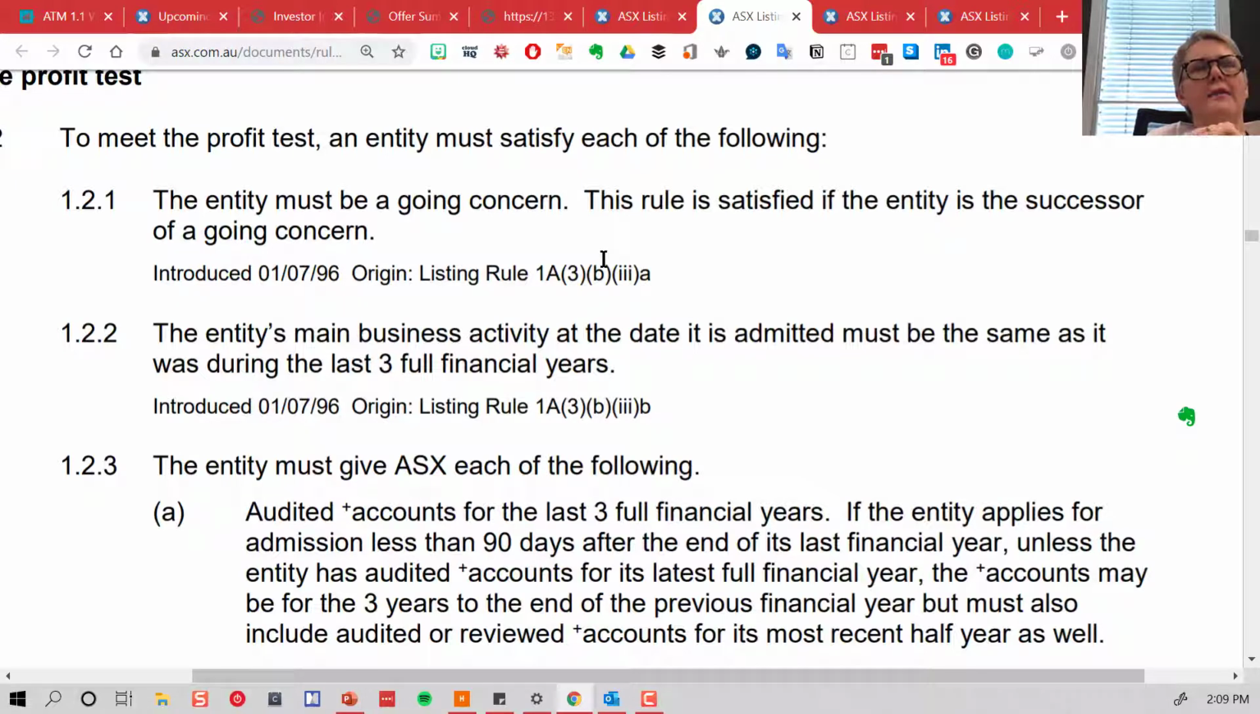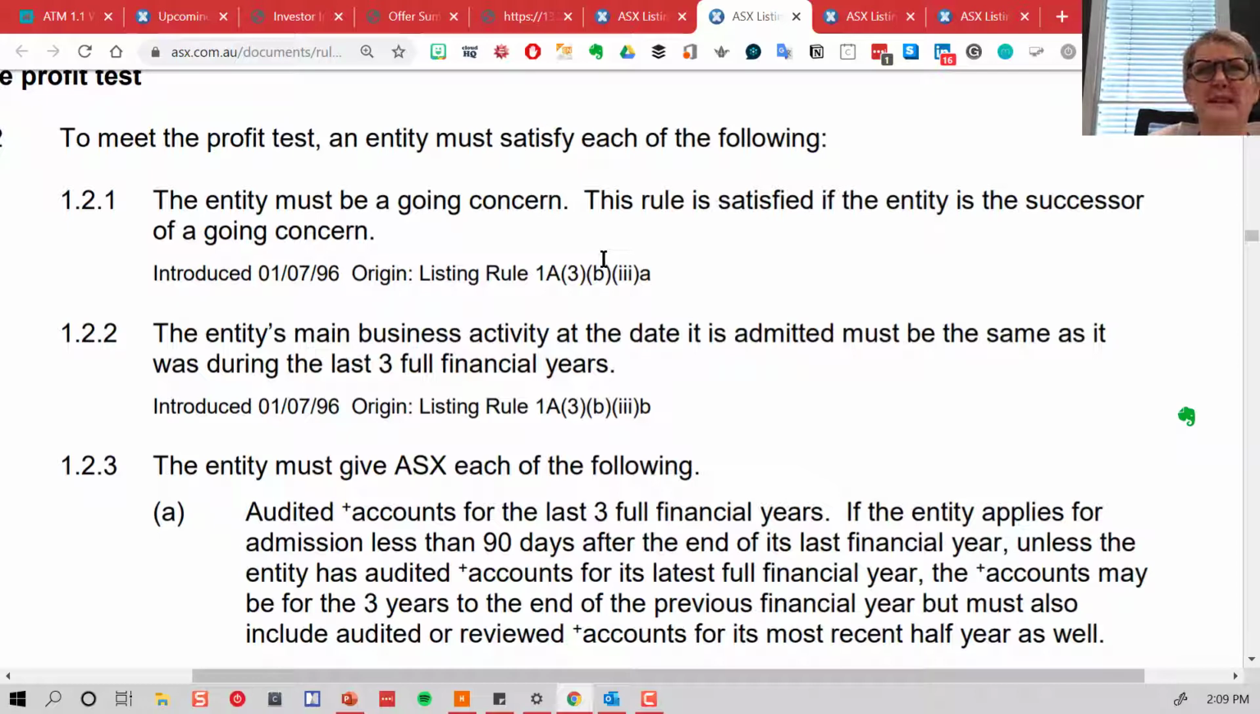So this rule is satisfied if the entity is a successor of a going concern. In other words, there can be a restructure and then a listing, or even a demerger and then a listing. So it might be that the new corporation is created at this time that it is listed for some reason, particularly if it's a spin out from a larger organisation. As long as it's coming out of a going concern, we don't have any problem there.